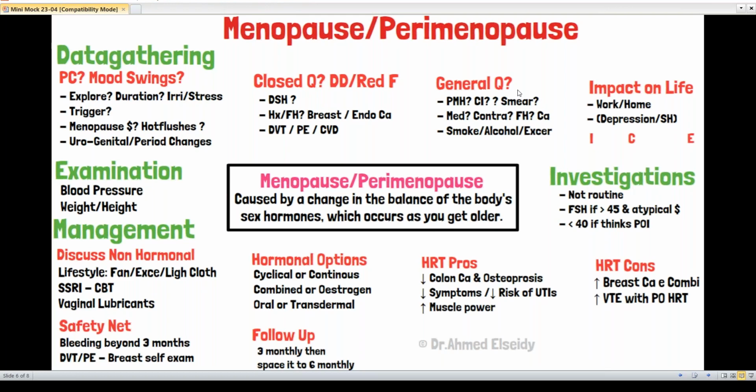But if someone is coming, for example, from 45 to 55, the same age, but coming with atypical symptoms, like her symptoms are not fitting for menopause. I'm thinking about different differentials, but not fitting for menopause. In that case, I can do FSH because it will be justifiable. What will be the other indication of testing for FSH? If someone is coming with menopausal symptoms in early age, for example, younger than 40 or 45, because I might think about early menopause, or even I can think about premature ovarian insufficiency.